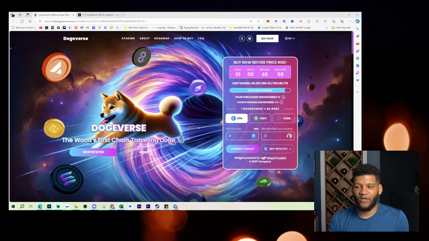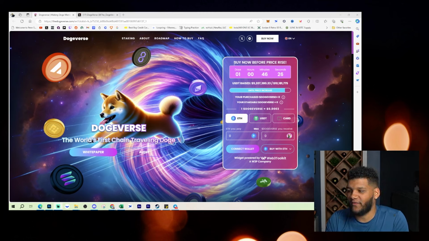So Dogeverse, the world's first chain traveling Doge, basically meaning that it can go from BSC to Solana to AVAX to Ethereum, right? And you have the ability to own it and hold it on any of these chains, if you feel as though you get more of a benefit from holding on Solana, or more of a benefit from holding on AVAX, or less fees holding on some of these platforms, or some of these blockchains.